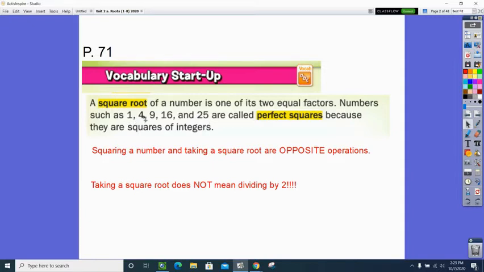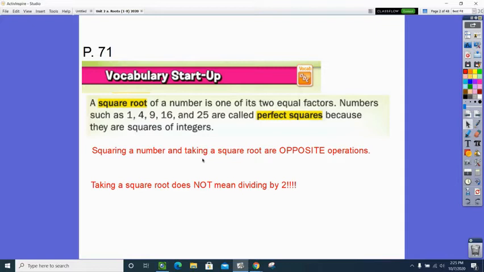So 1 squared, 2 squared, 3 squared, 4 squared, 5 squared. These are all perfect squares. And the square root would be the 1, the 2, the 3, the 4, the 5, which is one of those identical twins that multiplies to give you this perfect square.